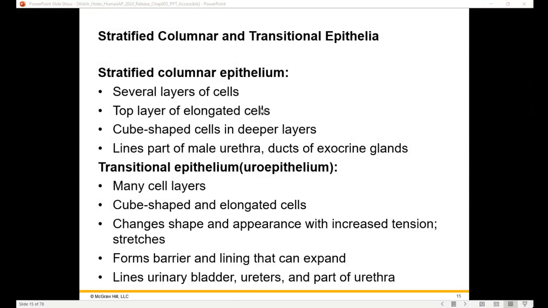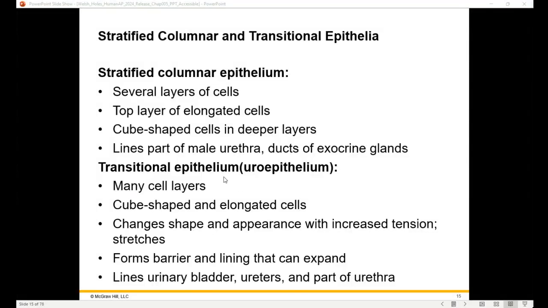Okay, stratified columnar epithelium. Here we have several layers of cells. It has a top layer of elongated cells, and then cube-shaped cells in the deeper layers. It lines part of the male urethra and the ducts of the exocrine glands.